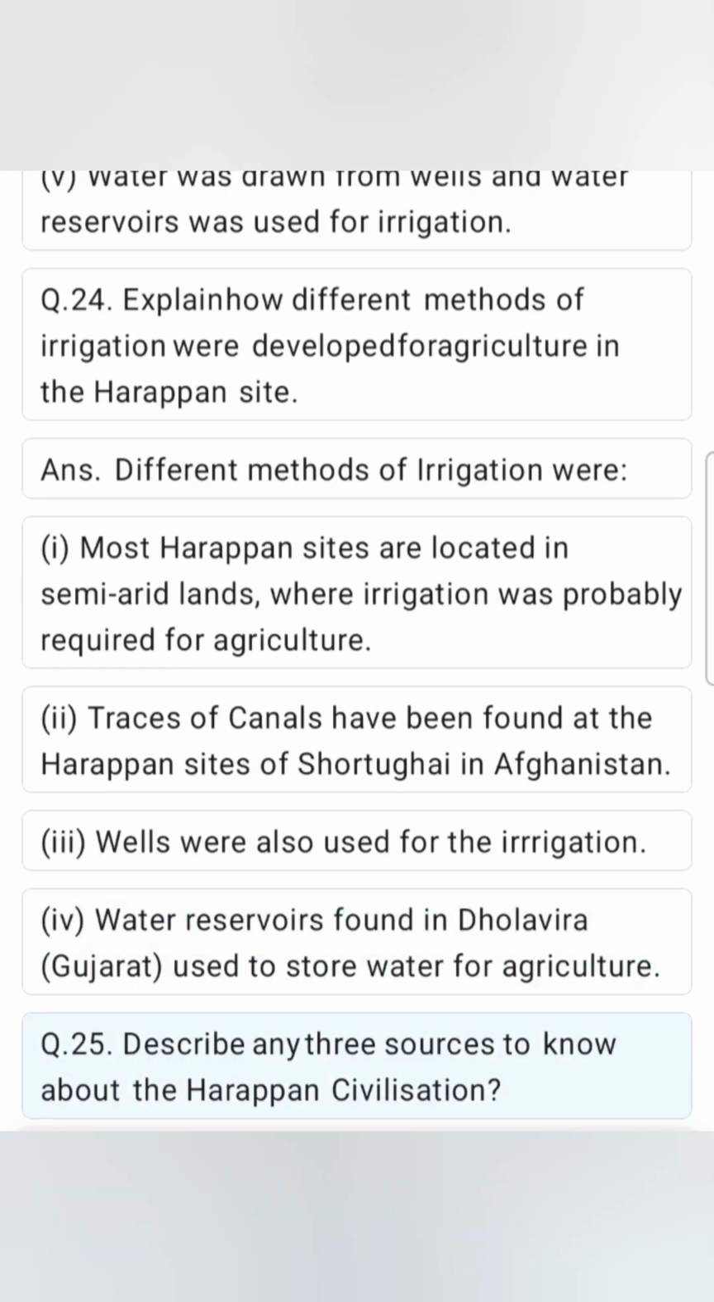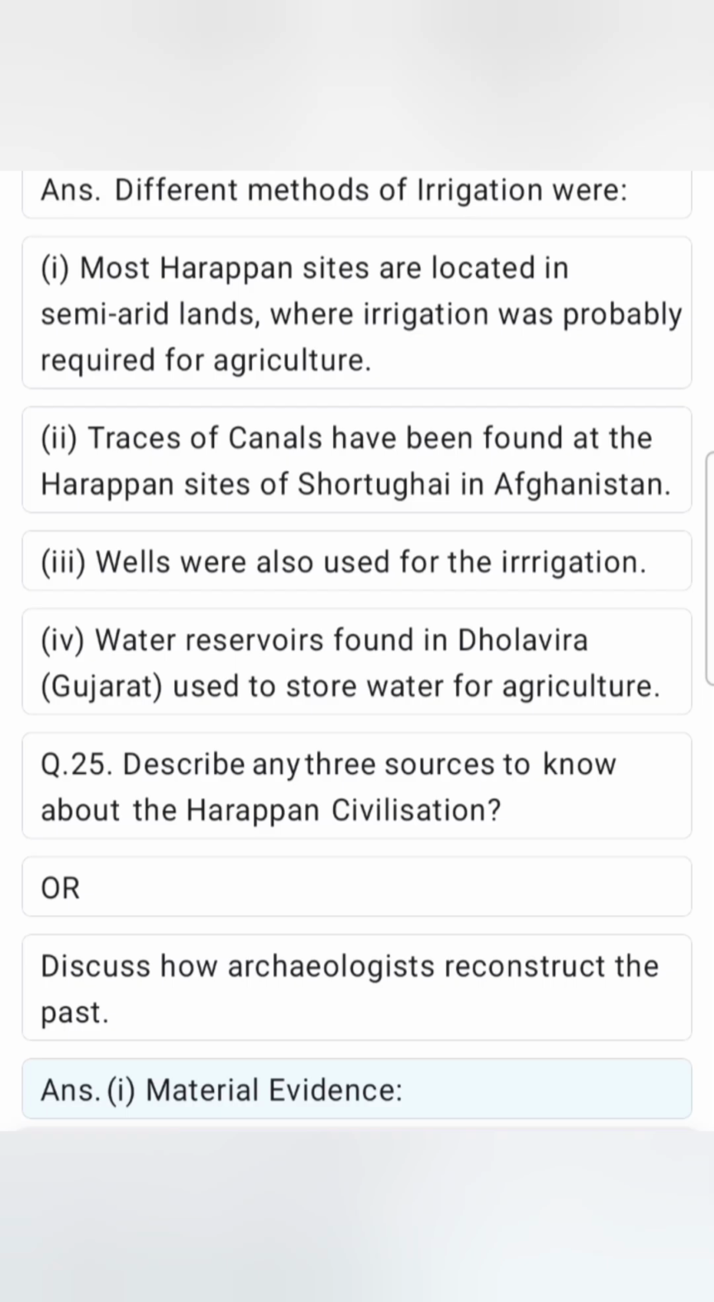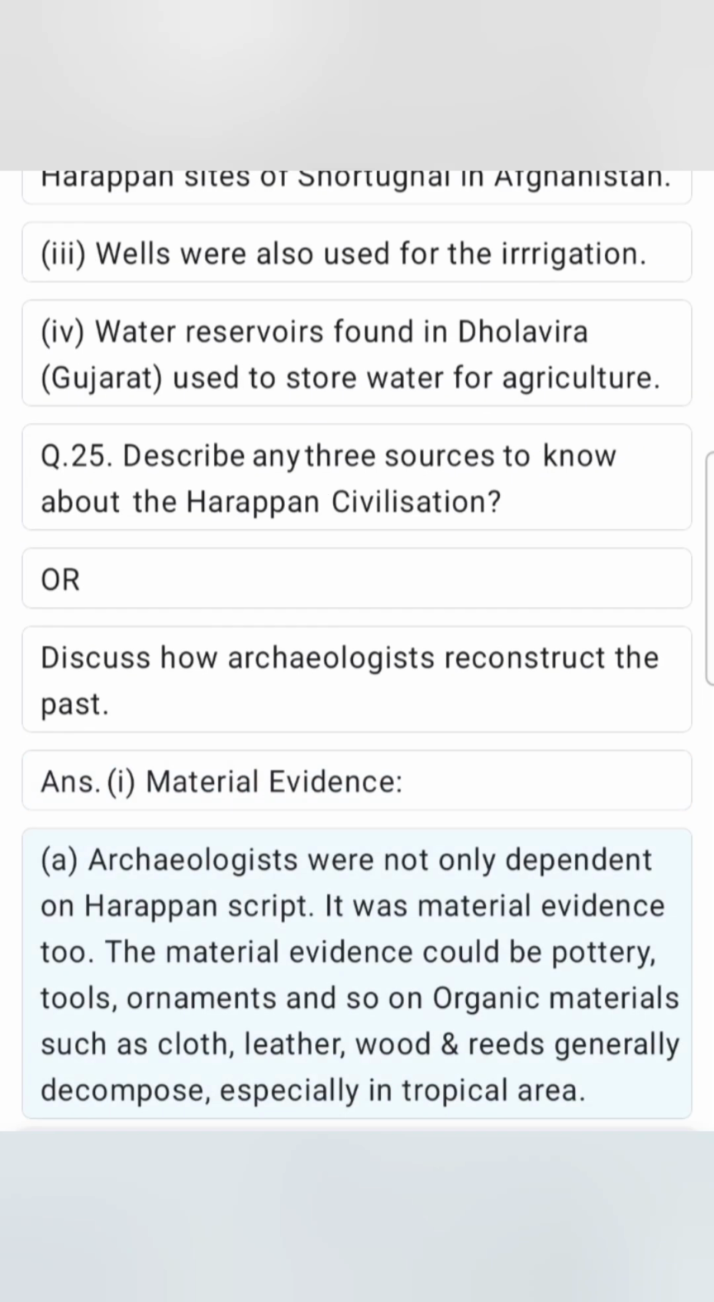Q. 25. Describe any three sources to know about the Harappan civilization. OR. Discuss how archaeologists reconstruct the past. Ans. I. Material evidence. Archaeologists were not only dependent on the Harappan script, there was material evidence too. The material evidence could be pottery, tools, ornaments and so on.